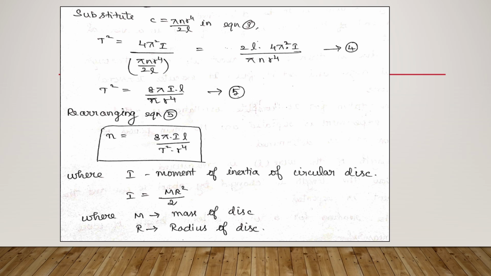Here the value of I is equal to m R square by 2, where m is the mass of the disc and capital R is the radius of the disc. In this formula small r is the radius of the wire, and here capital R, which is in the formula for I, is the radius of the disc.